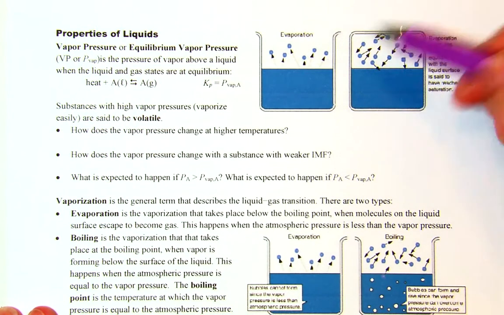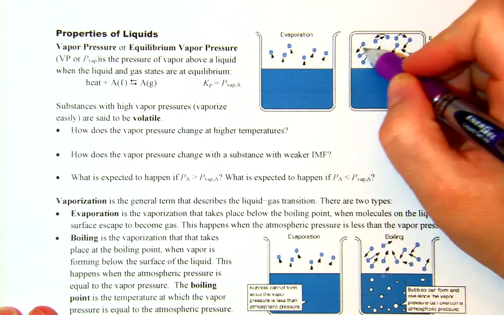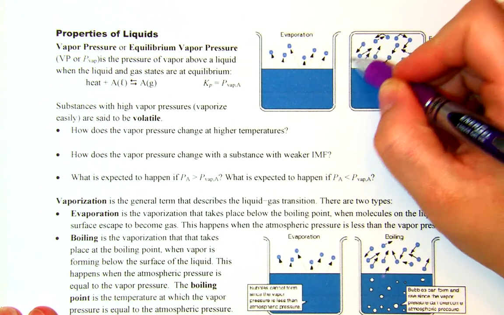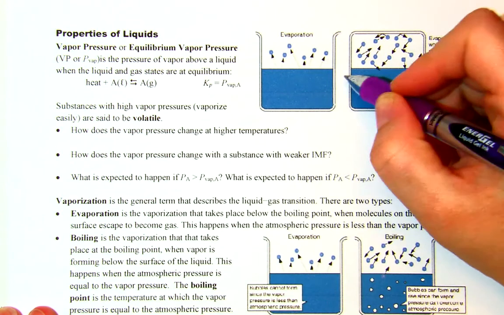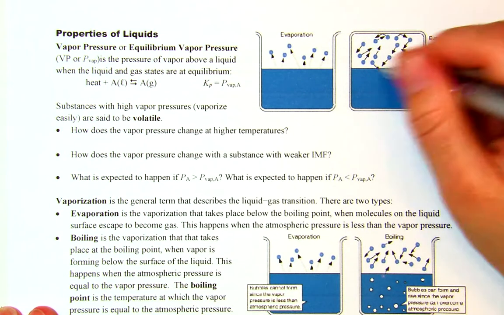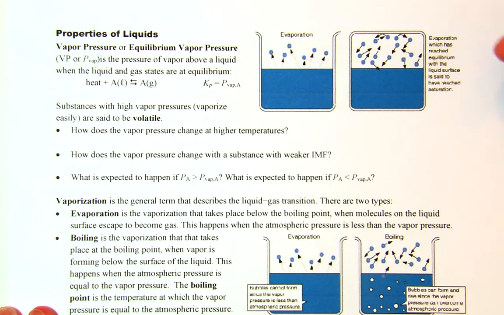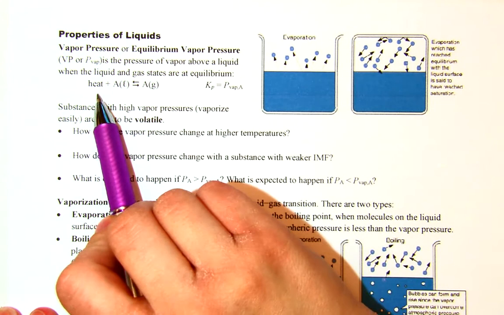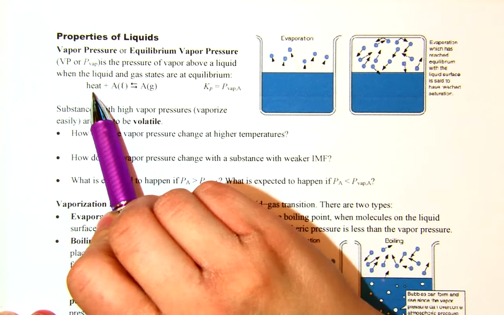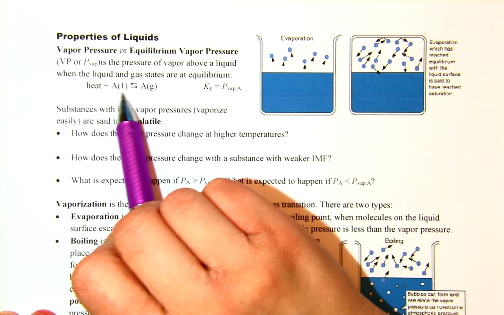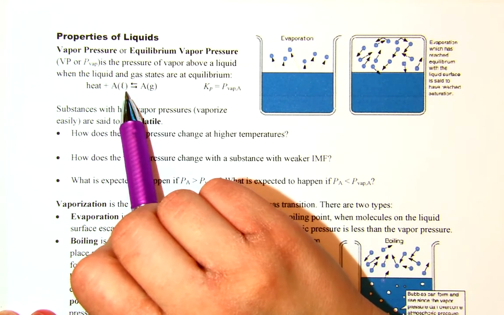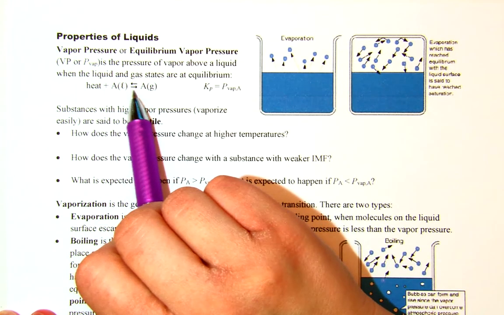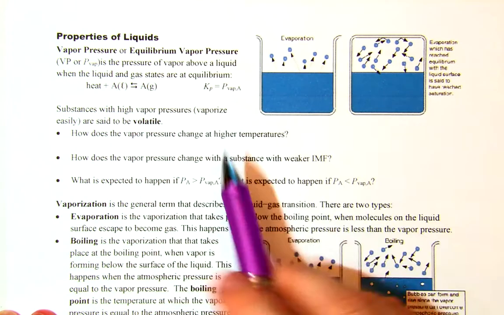So pressure really, just as a review, is just the force of these molecules hitting the sides of the container. That's all pressure is. If you have more molecules or they're moving faster, i.e. they're at a higher temperature or more kinetic energy, your pressure is of course going to increase. So if we were to look at an equation to show that, if we put heat in plus a liquid, A is just some substance A, and we're in equilibrium with substance A in the gas phase. And of course here's your Kp.